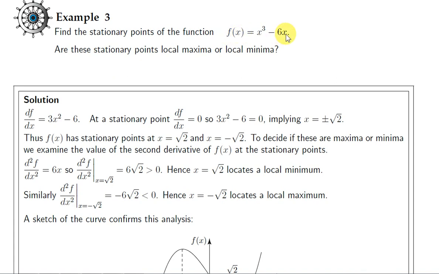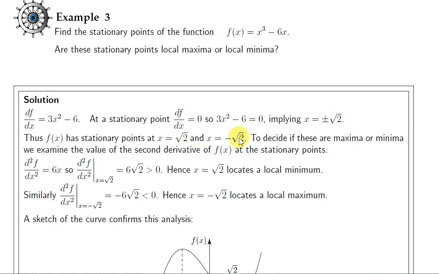Let's take this example here. We are going to get all the stationary points of this function and we are going to see if they are local max or min. So to get a stationary point, remember, we have to get the first derivative. At a stationary point the first derivative is 0. The slope of the tangent to the curve is 0. So we set df dx equal to 0 and we solve the resulting equation. And this is a simple quadratic to solve. We get two values for x.